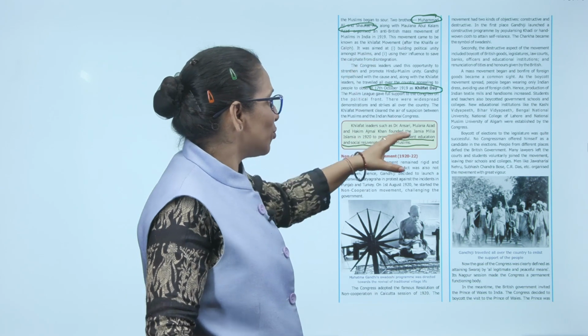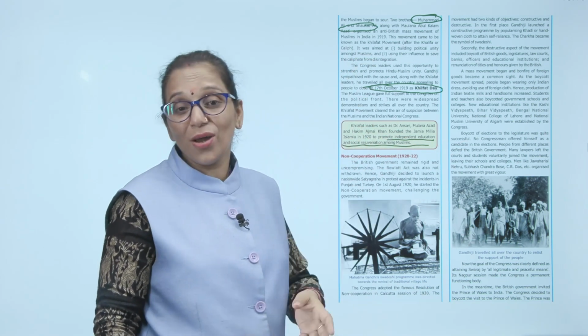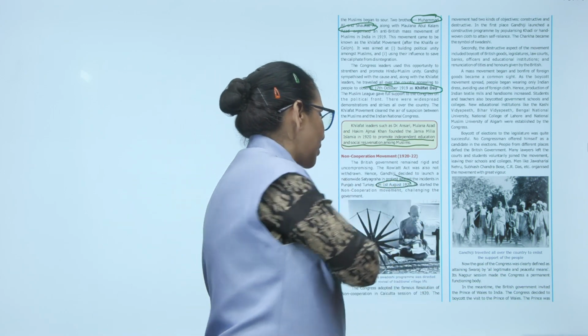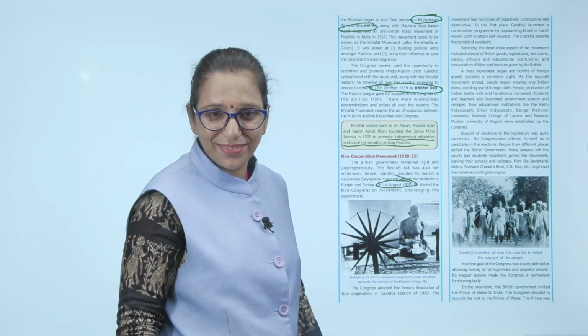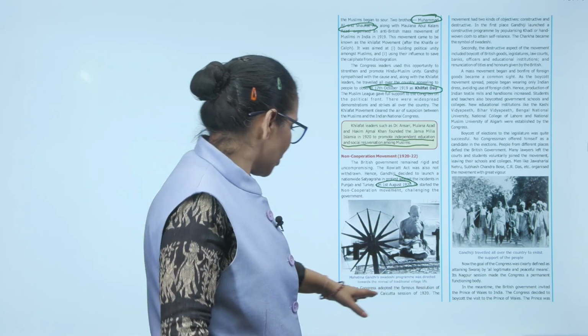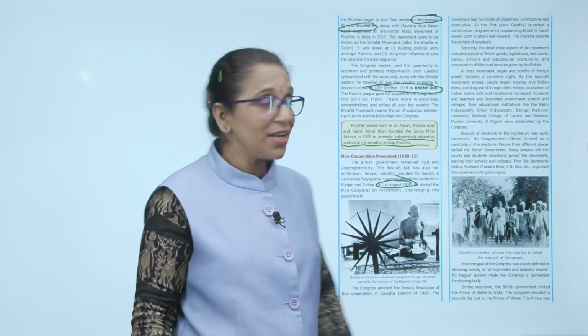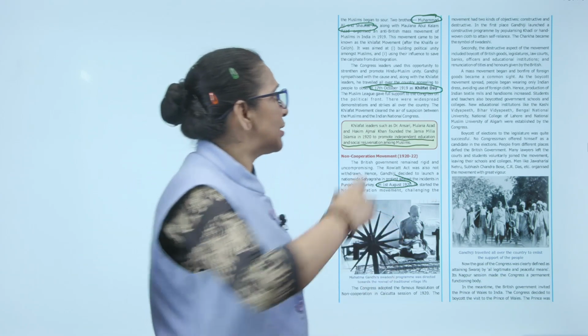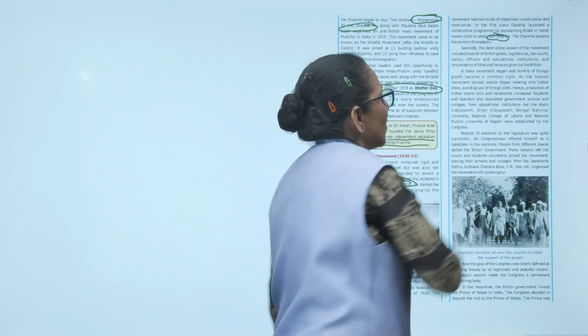Now, after the Khilafat movement, to support it, Gandhiji organized the non-cooperation movement in August 1920, challenging the British government. The Congress adopted the famous resolution of non-cooperation in the Calcutta session in 1920, and the movement had two kinds of objectives. In the first phase, Gandhiji launched a constructive program by popularizing khadi or hand-woven cloth to attain self-reliance. The Charkha became the symbol of Swadeshi.